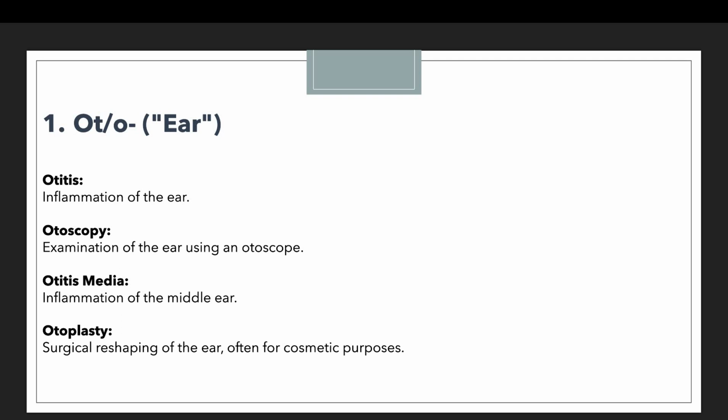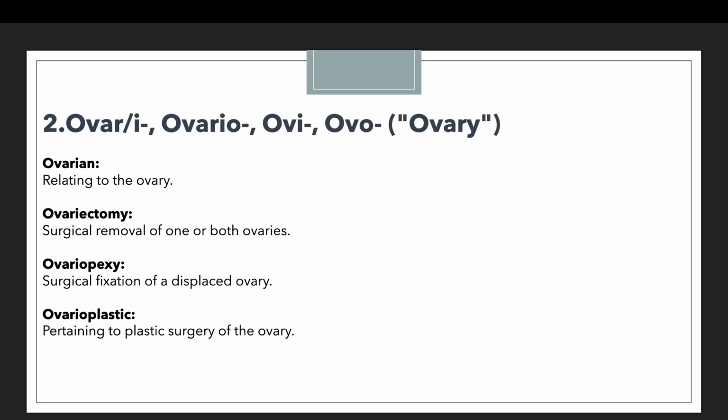And that's the reason we are using the prefix ot or auto in all of these examples. Clear? Now we will proceed with the second prefix, which is like here I have noted down a couple of alternative names for the same thing, which is over, ovary, ovario, ovi, and ovo. So these are all alternative prefixes for ovary.